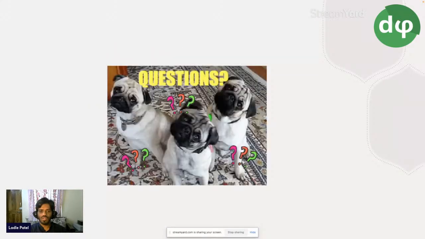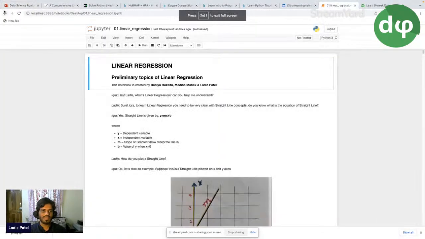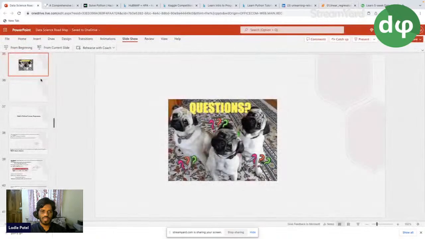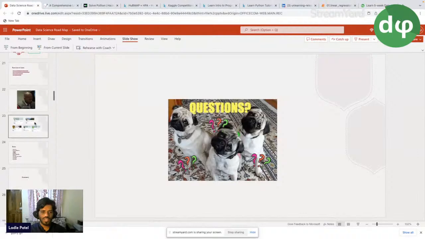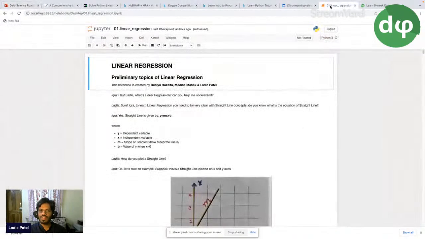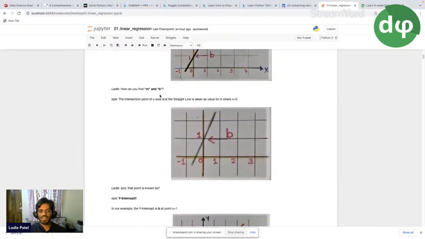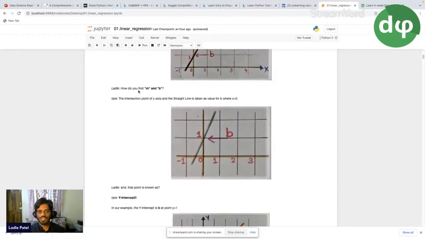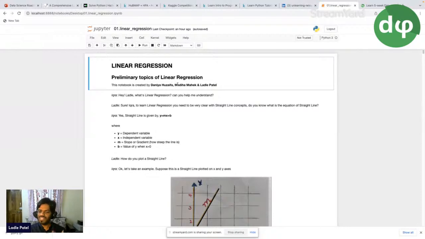That's all. Before I move to question answers, I would like to show you one more thing, what these girls, Madiha and the others I talked about, are doing. They are learning by asking questions. If you see here, they're asking questions: what exactly is a straight line? It's like a conversation, right? Conversation-based learning. This notebook is created by Dania, and these are students.